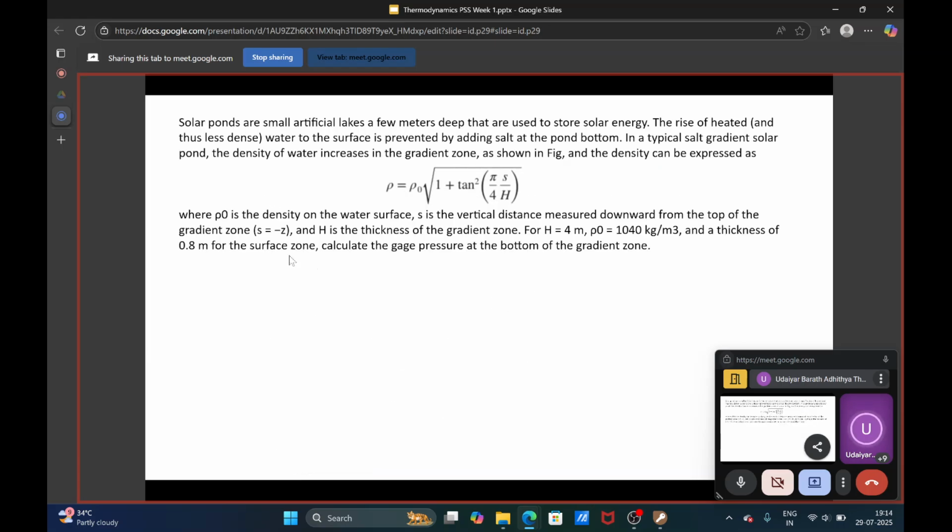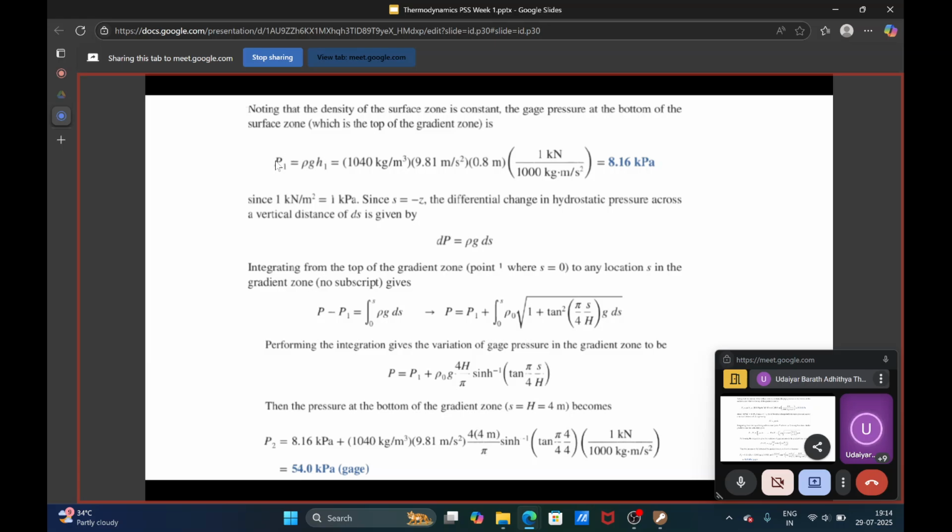So initially at the top there is less dense water, which is of density rho naught. So this is for 0.8 meters, that is your reference point. We need to find the pressure at that reference. P1 is rho g H1. Rho is 1040, g is 9.81, and 0.8. That is 8.16 kilopascal. Again, we are finding the gauge pressure here. So the gauge pressure is 8.16 kilopascal at 0.8 meters from the surface, which is the reference point from which you have to calculate.